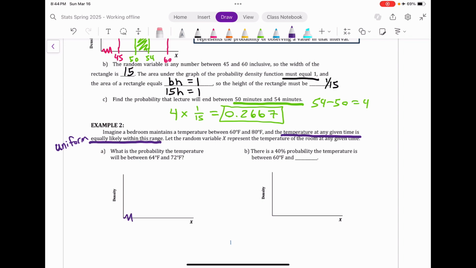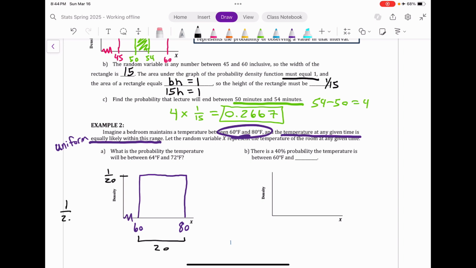So on the x-axis, for part A, and even for part B, these graphs are going to look the same. They're going to be scaled from 60 to 80 on the x-axis. Keep in mind the total area under this rectangle is 1, because we're associating it with a probability. And we know the probability of the temperature being between 60 degrees and 80 degrees Fahrenheit is 100%. It's got to be between those two temperatures. So since the width of this rectangle is 20, the height must be 1/20, because 1/20 times 20 would equal our total area of 1.